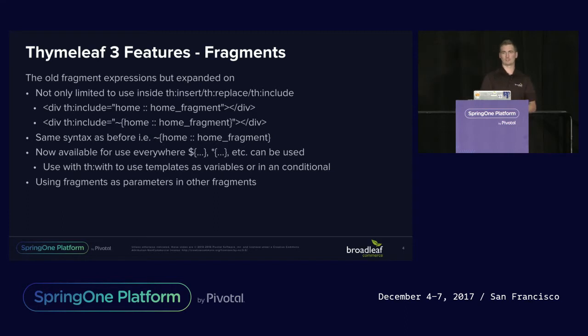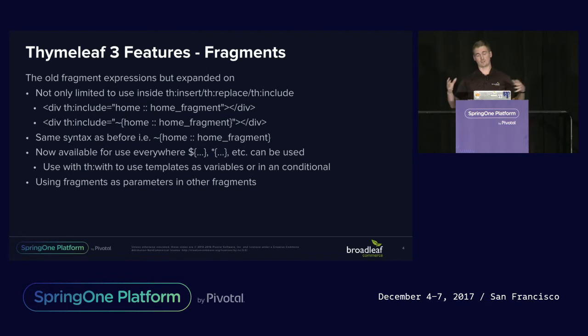So into the slightly more fun stuff. The first feature I like to go over is some advanced fragment expressions that have been iterated on since the previous features in Thymeleaf 2. The expression is fairly similar. You have the tilde bracket syntax. In Thymeleaf 2, traditionally, you didn't really use it. You would use something like the second bullet there where it says home, colon, the fragment name.